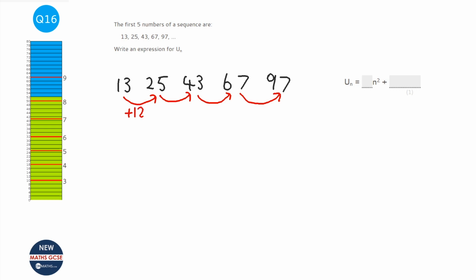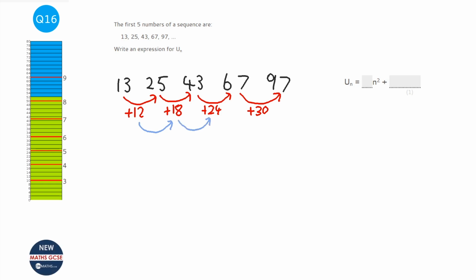And I'm going to do this for a few of them. Now you might notice straight away that the next one goes up in 18. Well, let's have a look at the next one. That goes up in 24. And the last one goes up in 30, which is what we'd expect. So they're not going up by the same amount. Now when they don't go up by the same amount, we need to have a look at the second difference.